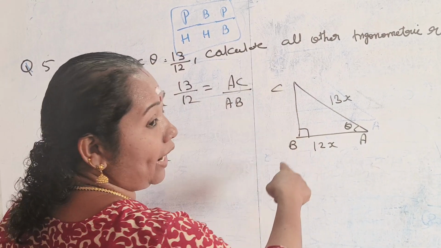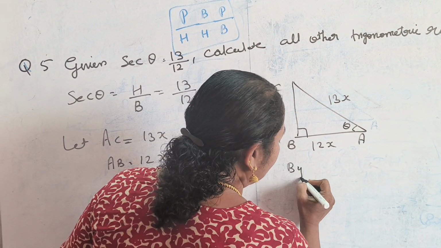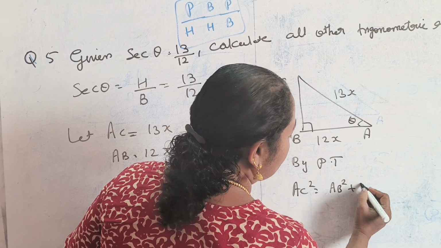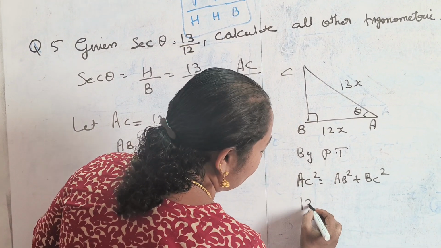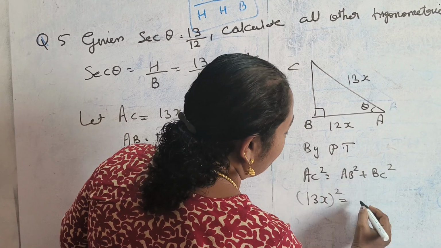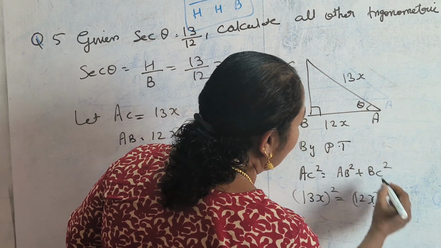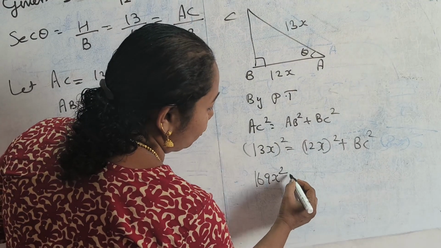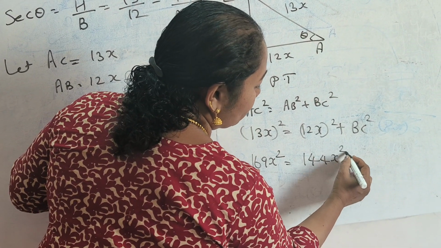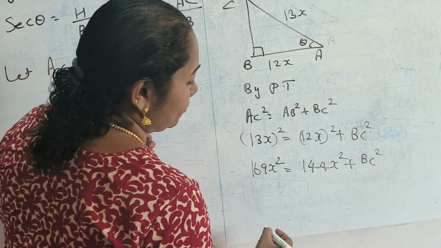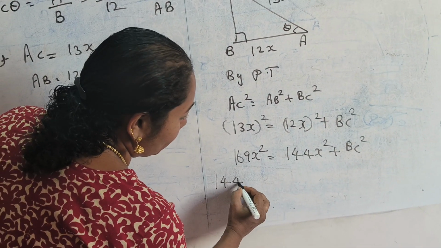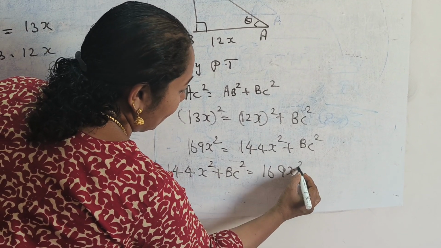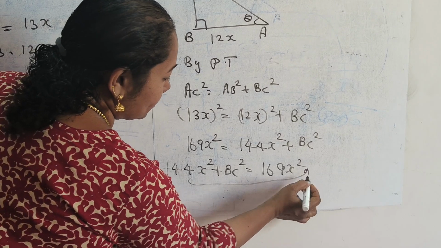And we have to find the height. So by Pythagoras theorem, AC squared equals AB squared plus BC squared. AC squared is 13x the whole squared, AB squared is 12x the whole squared, plus BC squared. So 169x squared equals 144x squared plus BC squared. Let us write this to this side: 144x squared plus BC squared equals 169x squared. So let us bring it to this side and the sign will change.